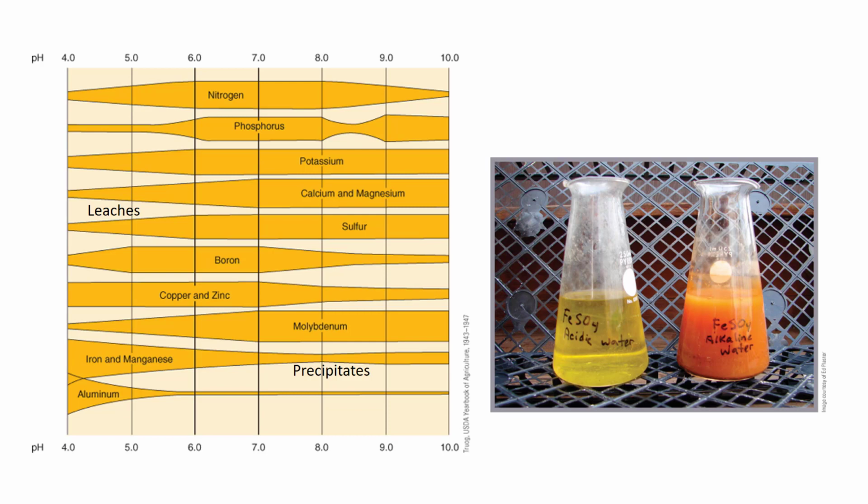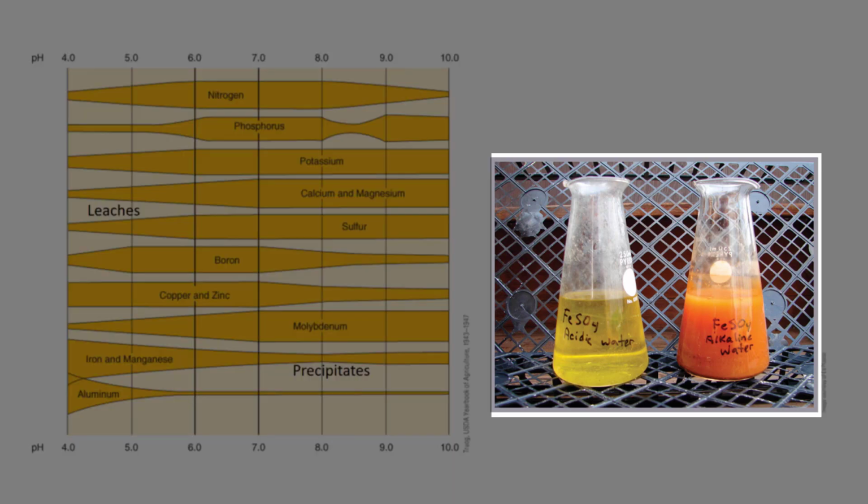The solubility of iron compounds depends on the pH. Iron sulfate dissolved in acidic water on the left, so the colored solution is clear. Iron compounds precipitated out when pH was raised, making the solution cloudy in the beaker on the right.